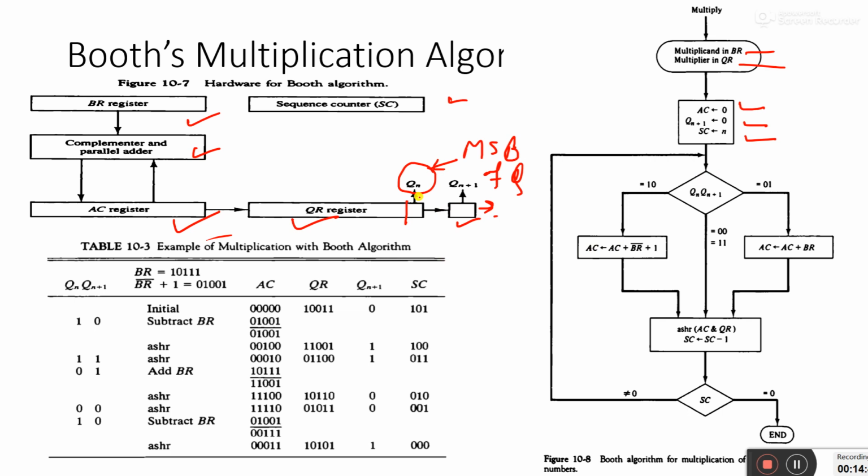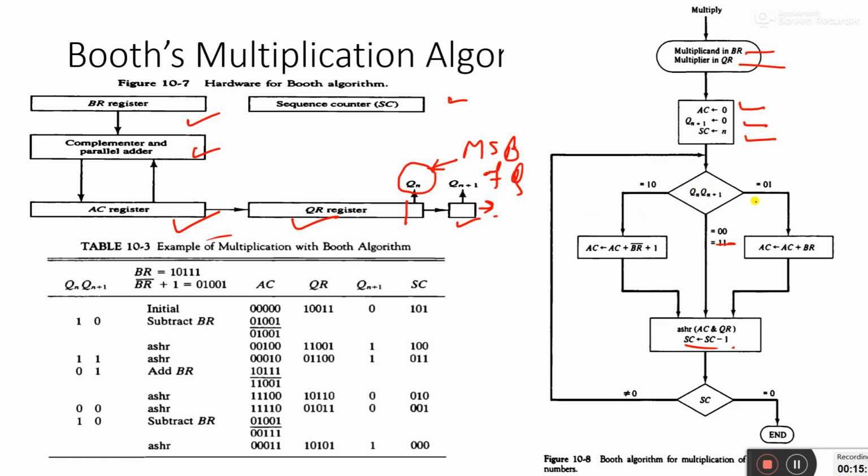Now I will check Qn and Qn plus 1, meaning the current bit and the previous bit. If it is 0 0 or 1 1, then I will just do an arithmetic shift right on AC and QR, and then decrement the sequence counter by 1, and then check the sequence counter. If it is 0, then it has ended. If it is not 0, then the process will start again.